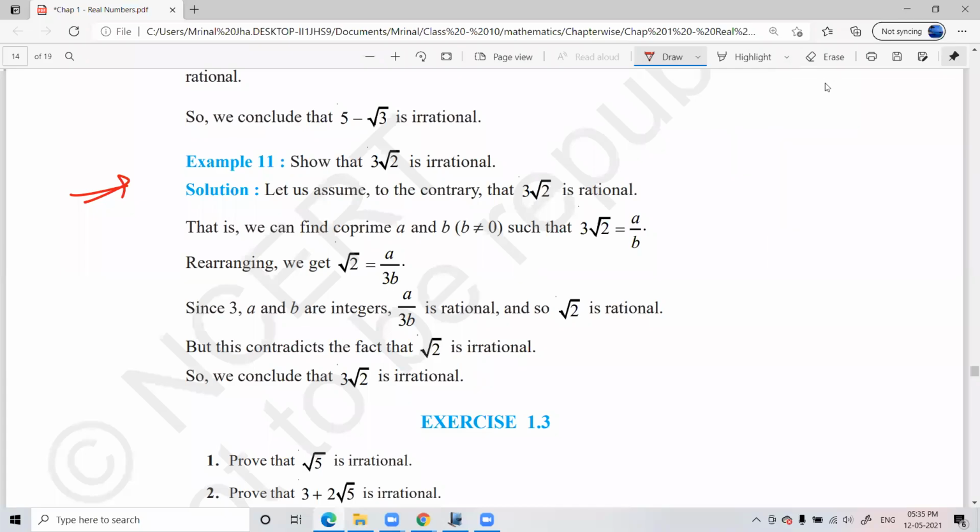So no need to prove that root 2 is irrational for this part. Just prove that 3 root 2 is irrational. Go through the solution and see if you can do this.